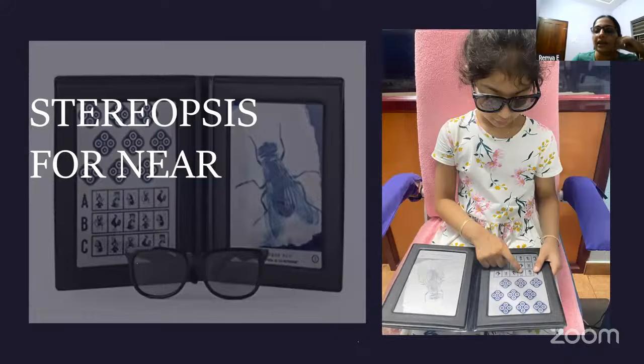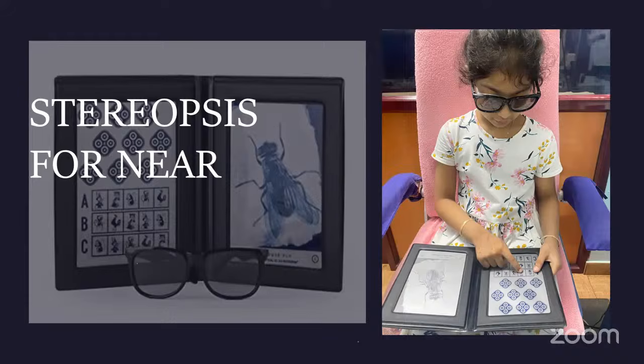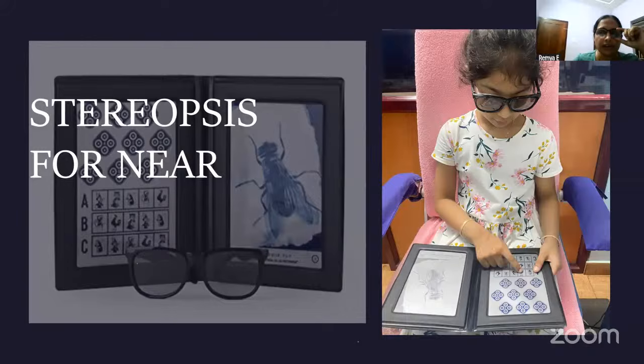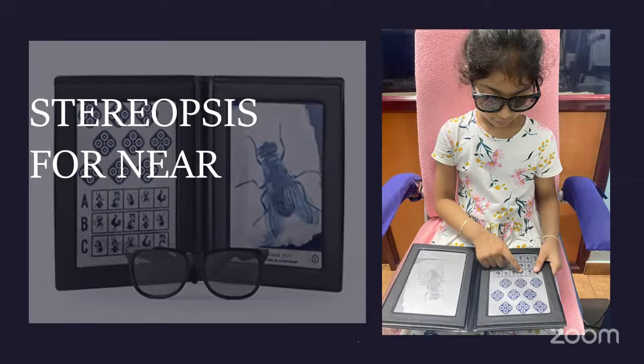This is stereopsis for near. Which chart is this? Vaishna? Lang, first is TNO chart, the butterfly. No, it's Titmus fly test. Yeah, Titmus fly test. Here the patient wears what type of glasses?